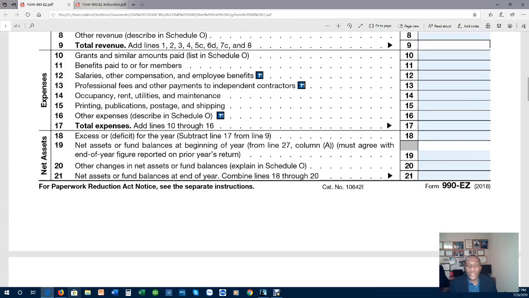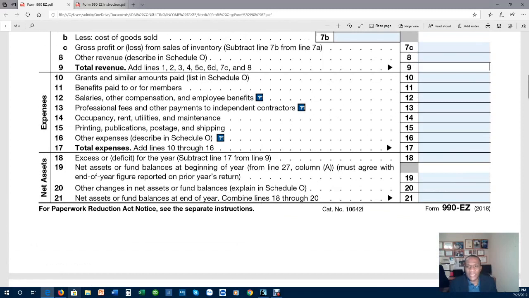And then you go to line 10, which is grants and similar amounts paid, listed on Schedule O. Basically, if as an organization you pay grants and other amounts to other organizations, you will have them here. Benefits paid to or for members, benefits like to employees or for members, will be entered here. These are your expenses, basically. Salaries or compensation and employee benefits, professional fees like accounting and legal, and other payments to independent contractors would be on line 13.